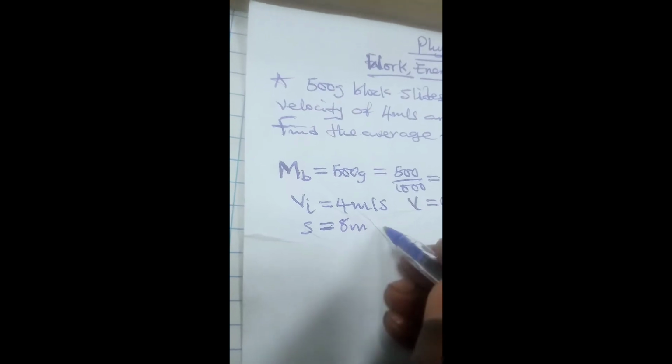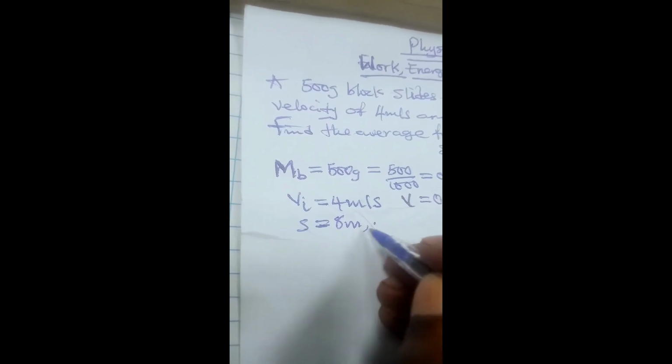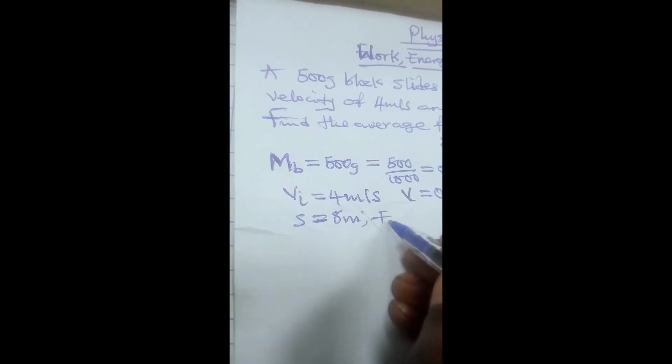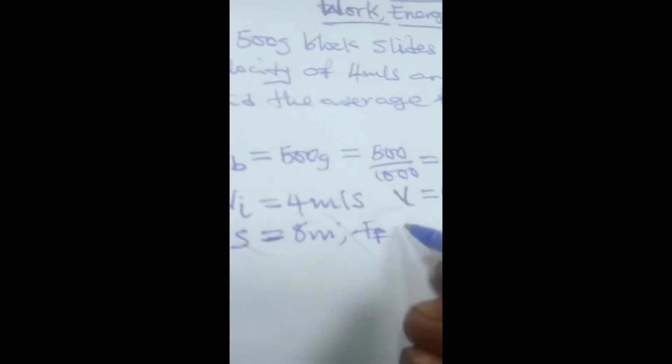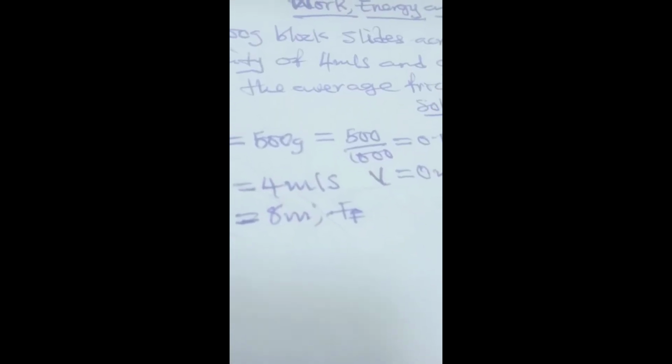So the question asks us to calculate the friction. The question says find the average friction force that retarded its motion. That is the frictional force that exists between the block and the smooth plane top that brought the block to rest. Now, that's what we are asked to calculate.